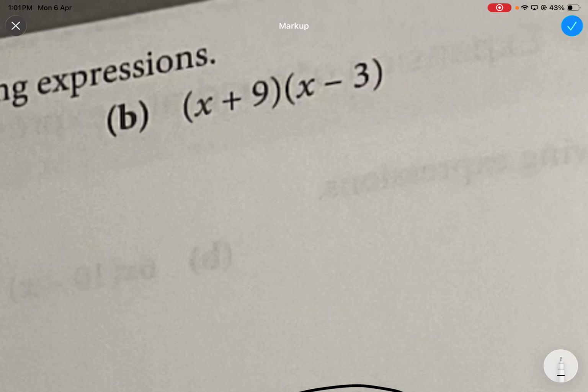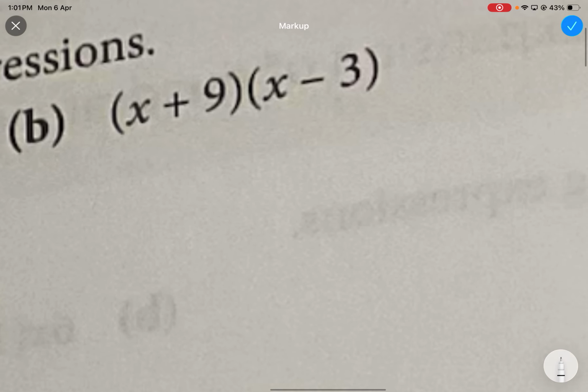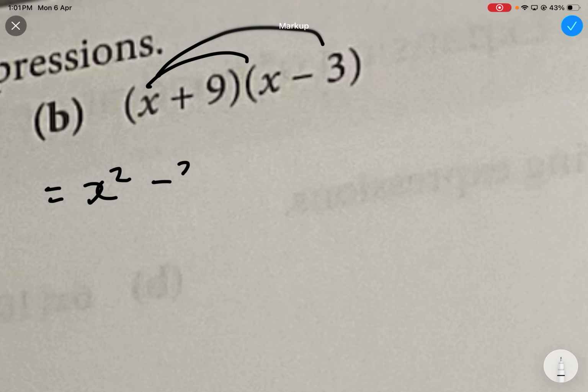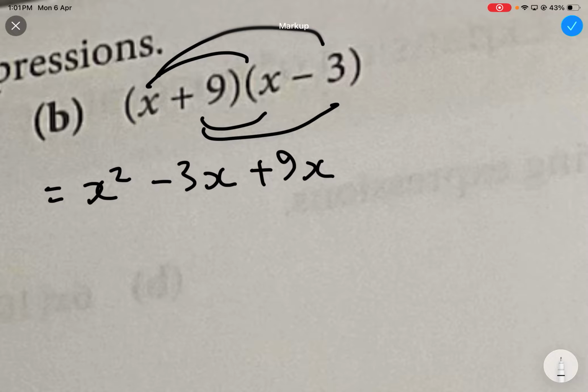Okay, most of you should have finished part B. First term times first term. X times x, x squared. X times negative 3, minus 3x. Positive 9 times x, positive 9x. Positive 9 times negative 3. Multiplication. 9 times 3, positive times negative, minus 27.